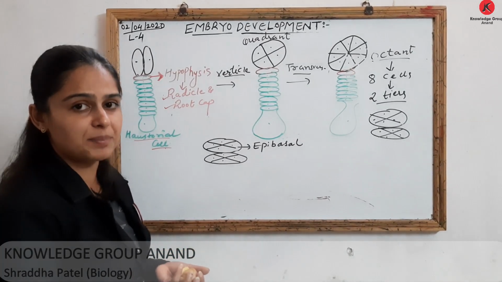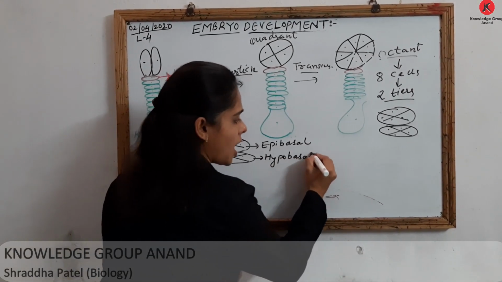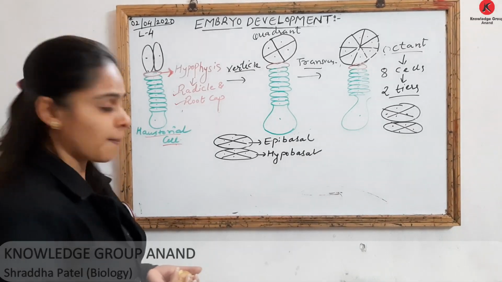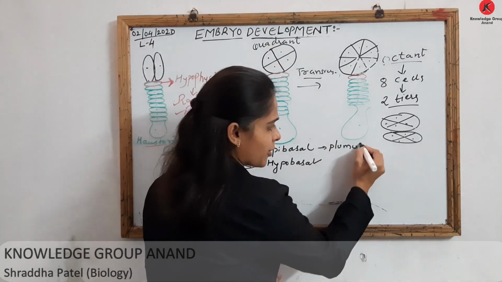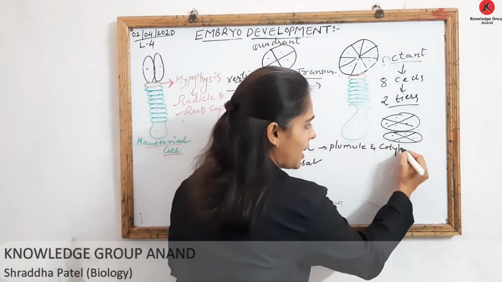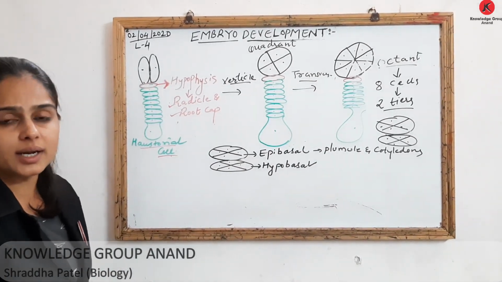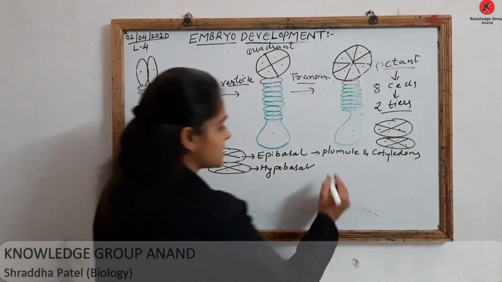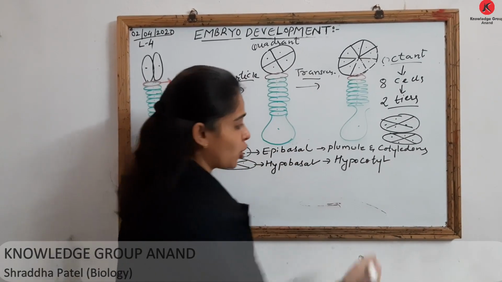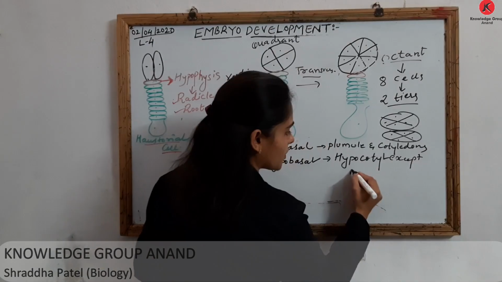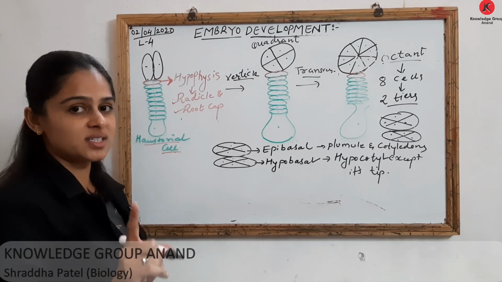What is this called? Epibasal tier, and this is called your hypobasal tier. This epibasal tier results in formation of plumule and cotyledons, whereas your hypobasal tier results in formation of hypocotyl except its tip.